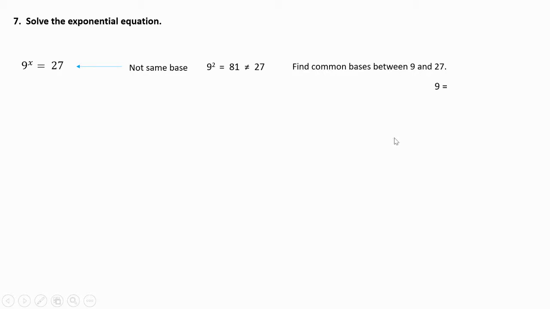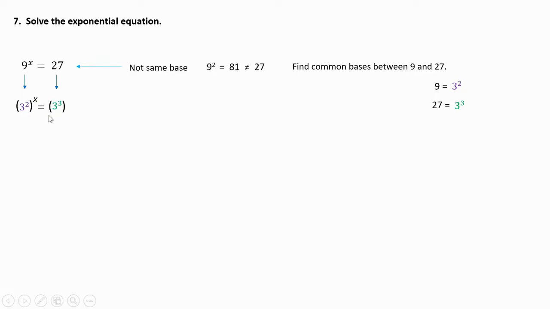The common base will be 3, because 9 equals 3 squared and 27 equals 3 cubed. You see, now I found the common base. This is my base, that's the exponent. So I'm going to replace the 9 with 3 squared, and also I'm going to replace 27 with 3 cubed.